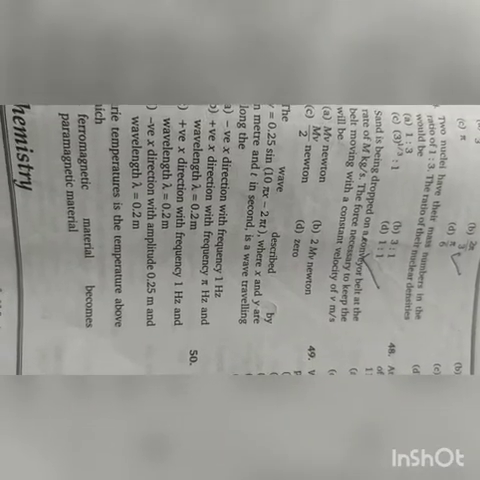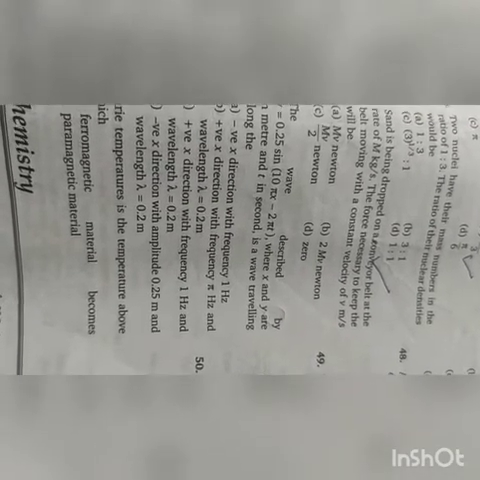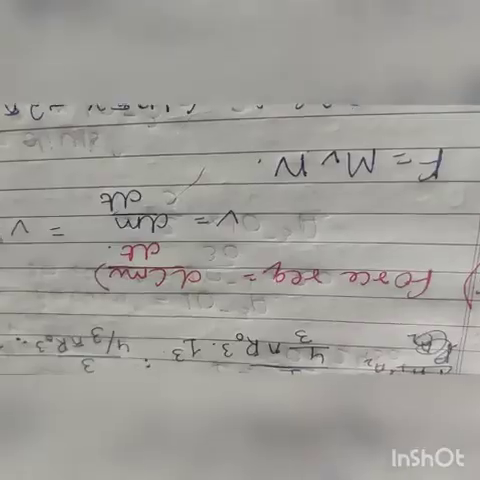So the correct option is 1:1. Now, sand is being dropped on a conveyor belt at the rate of m kg per second. The force necessary to keep the belt moving with a constant velocity of v meter per second will be... So here is our solution.